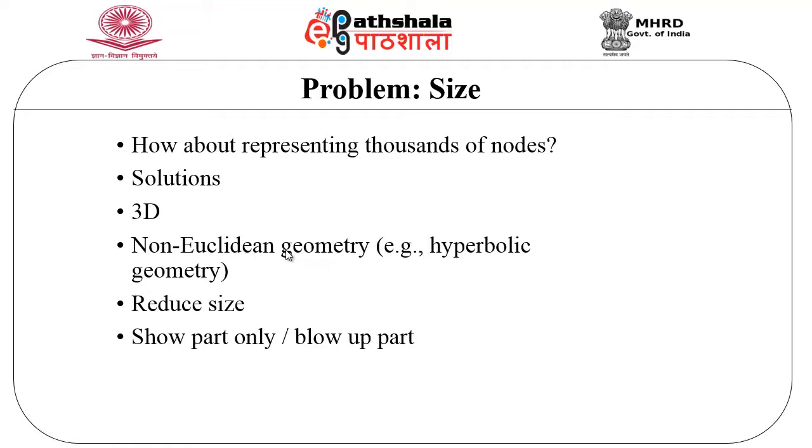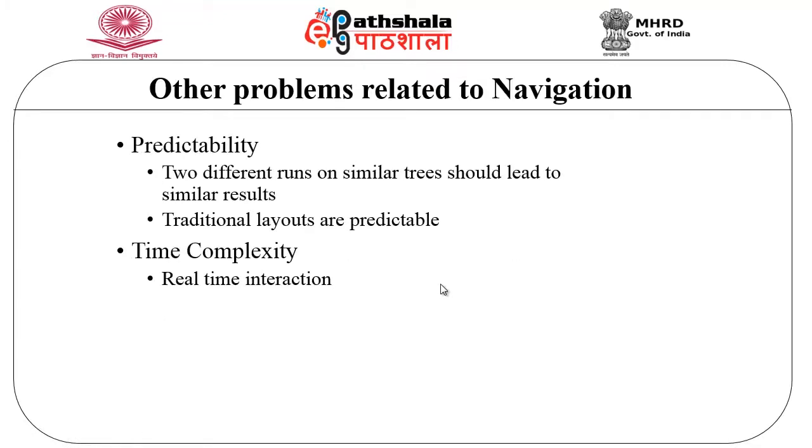One of the major problems in graph drawing or graph visualization is the size of the graph. So, how is it possible to represent some thousands of nodes on a screen which is of some size x cross y? Some of the solutions to this are 3D graph drawing approaches. Non-Euclidean geometry can be applied, that is in the case of hyperbolic trees, non-Euclidean geometry is applied to represent the entire graph. They can reduce the size of the graph. They can only show a part of the graph or blow up the part of the graph which is of interest to the end user.